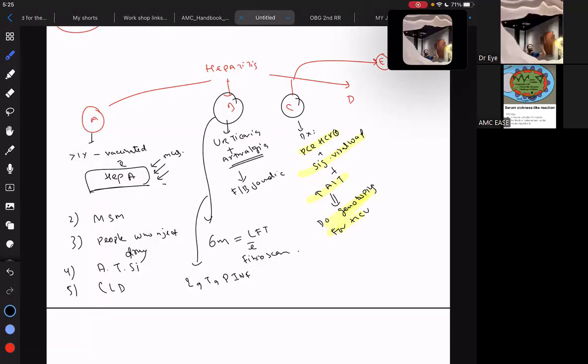But that was the previous guidelines. Now they say that we can directly start the direct acting antivirals. For hepatitis D, we can go for treatment with pegylated interferon for 48 months. That's it.